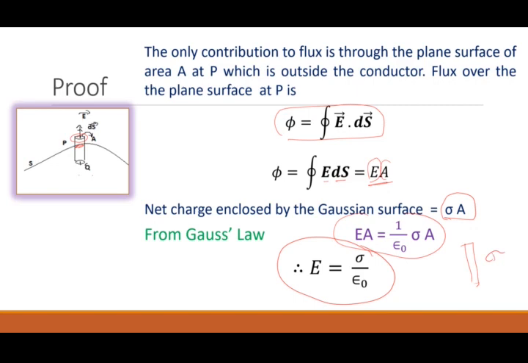If it is not a conductor, then it will be like this. Both sides electric field will be there. But now since it is a conductor, the solid body, within the solid body, electric field will be zero. Only on one outward surface will electric field be there.